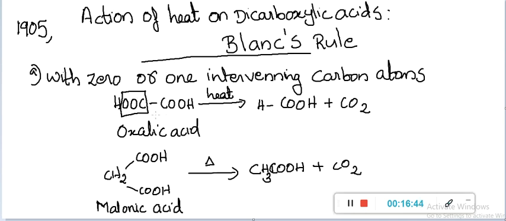For example, oxalic acid. This is the structure of oxalic acid, COOH, COOH, in which two carboxyl groups are attached to each other and there are 0 intervening carbon atoms, which undergoes decarboxylation when heated to convert into monocarboxylic acid. That is our formic acid.